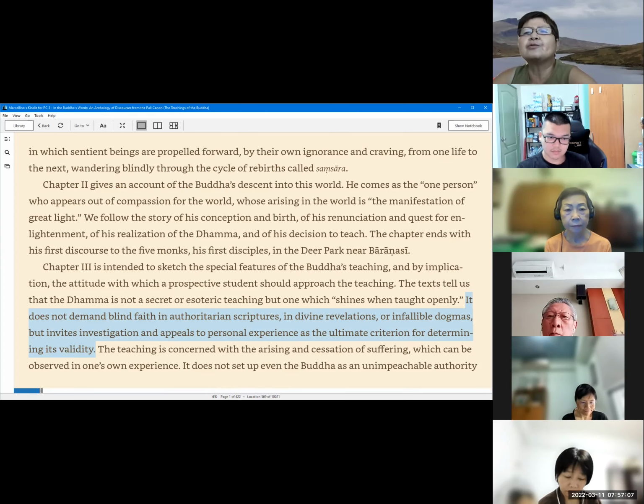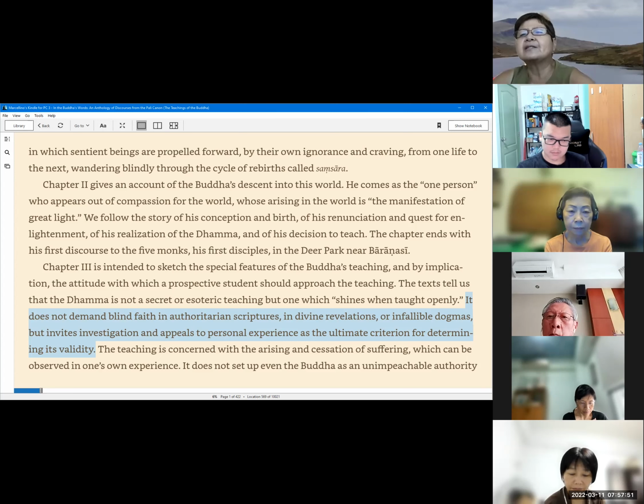Chapter 3 is intended to sketch the special features of the Buddha's teaching, and by implication, the attitude with which a prospective student should approach the teaching. The text tells us that the Dharma is not a secret or esoteric teaching, but one which shines when taught openly. It does not demand blind faith in authoritarian scriptures, in divine revelations, or infallible dogmas, but invites investigation and appeals to personal experience as the ultimate criterion for determining its validity.